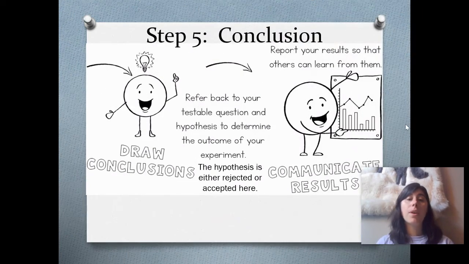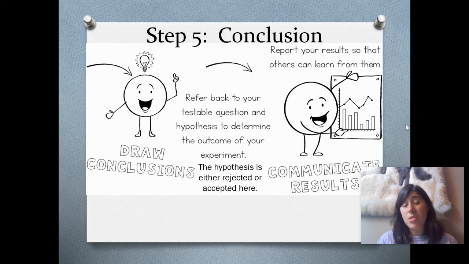And finally, we are going to make a conclusion. In your conclusion, this is where you're going to either accept or reject your hypothesis. If you are right, then you're going to accept it. If you are wrong, you're going to reject it. Sometimes you might be inconclusive.